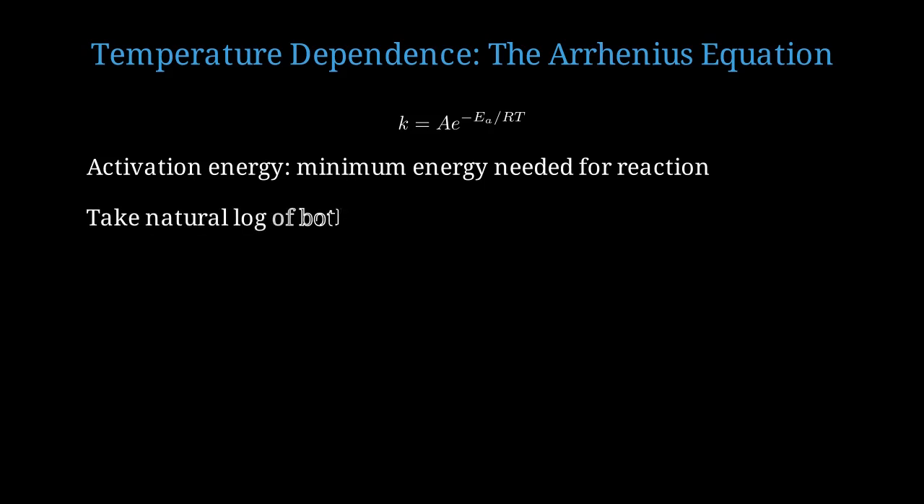To extract activation energy from experimental data, we take the natural log of both sides of the Arrhenius equation. This gives us natural log of k equals natural log of A minus Ea over R, times 1 over T. Notice this has the form y equals b plus mx, which is a linear equation.